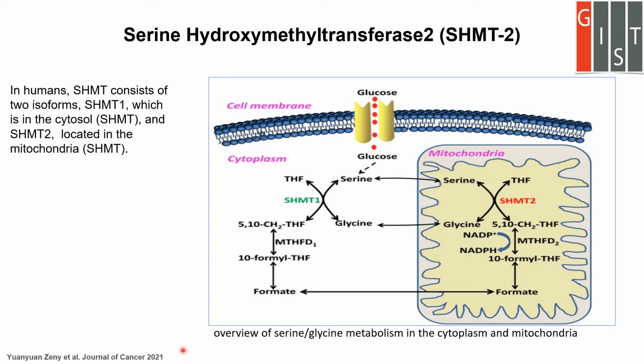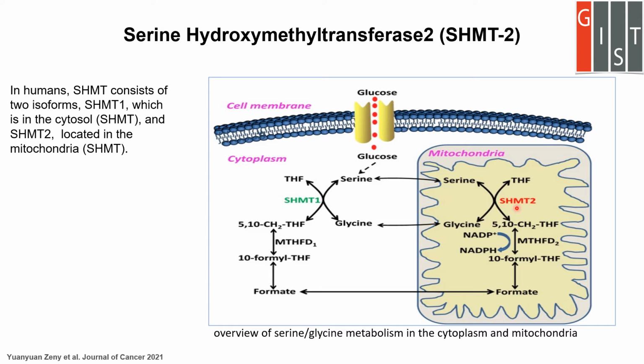Now over to serine hydroxymethyltransferase, known as SHMT2. In humans, we have two isoforms of the SHMT gene. SHMT1 is localized in the cytoplasm, while SHMT2 is localized in the mitochondria. SHMT2 is a major enzyme in the 1-carbon metabolism.